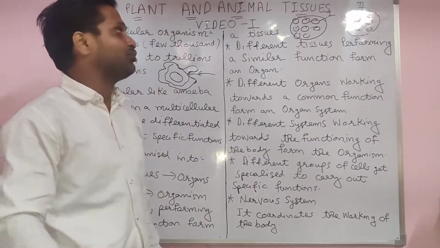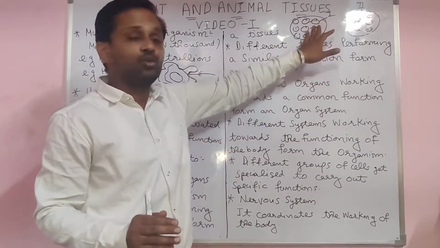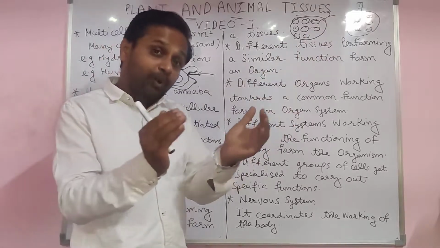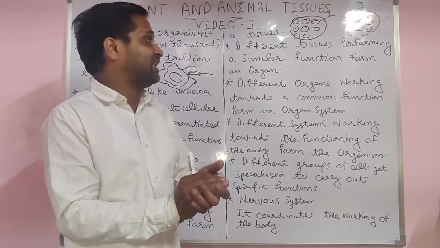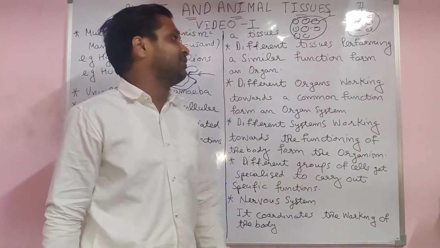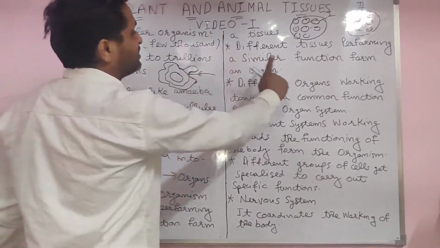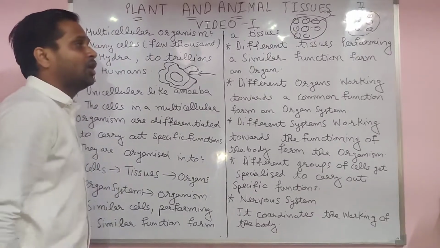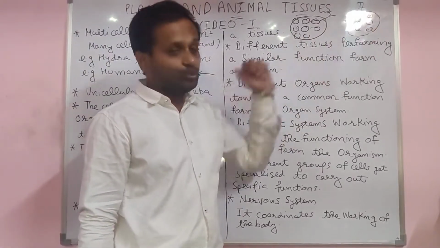Now see the second line. When a group of cells combine, that is a tissue. But when a group of different tissues combine together, performing a similar function, they form the organ. Different tissues performing a similar function form an organ. For example, this is the first tissue. This is the second tissue.